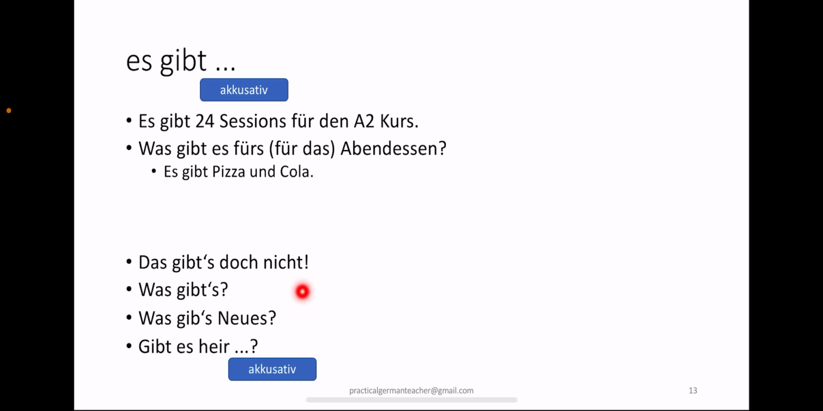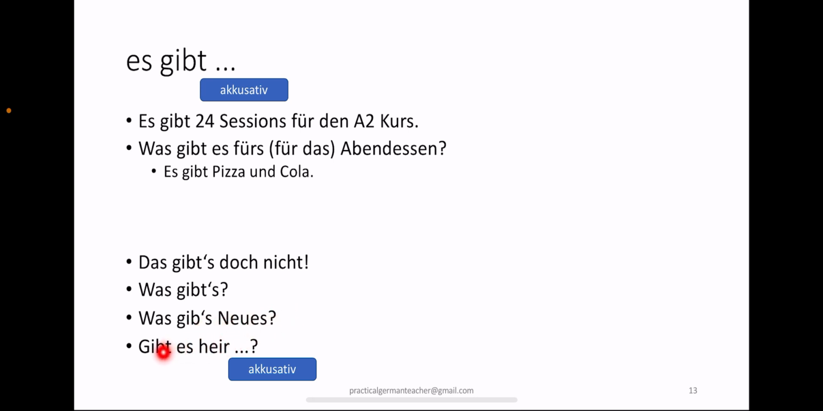So it just means, what's new or what is there. So here the meaning is different. Here es gibt, you used to frame sentences like there is, there are, or what is there. But here the meaning is was gibt's means what's going on. Then also people ask was gibt's Neues, what's new.